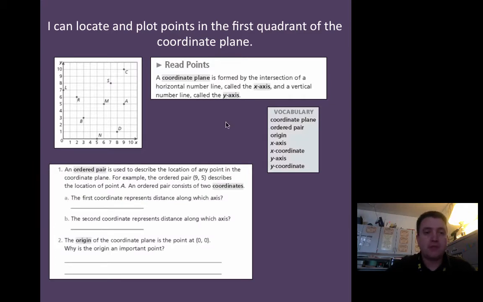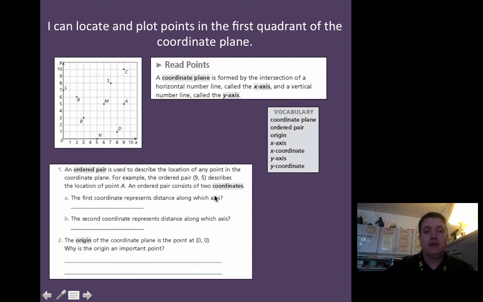So an ordered pair is used to describe the location of any point in the coordinate plane. For example, the ordered pair 9, 5 describes the location of point A. We're going to go through this in the next slide, but whenever we look at ordered pairs, the first number tells us how far over we move, the second number tells us how far up we move. So we move over 9 and we go up 5, and this is where we would find point A on our coordinate grid.